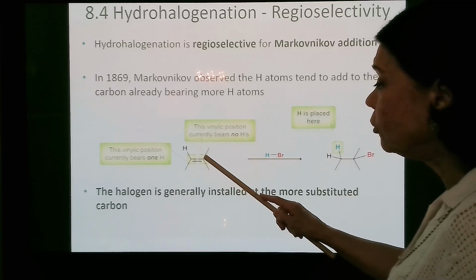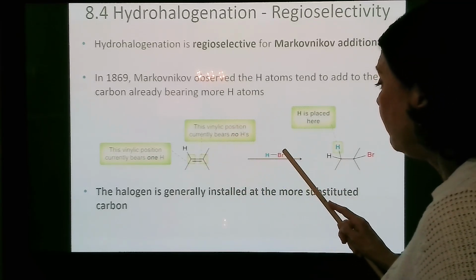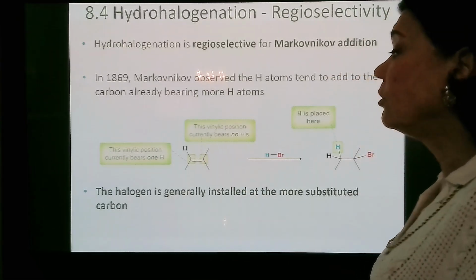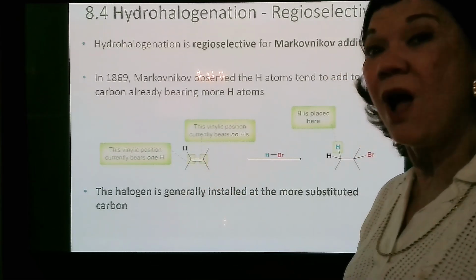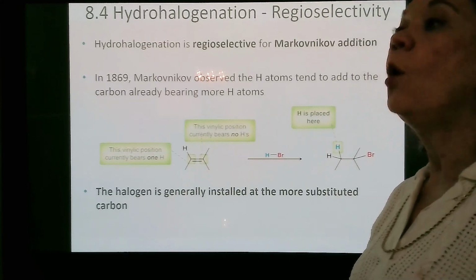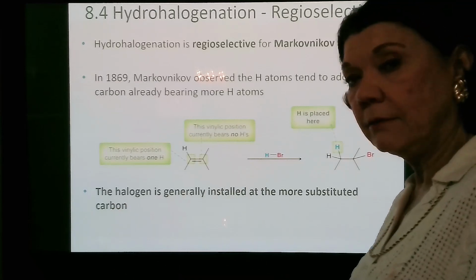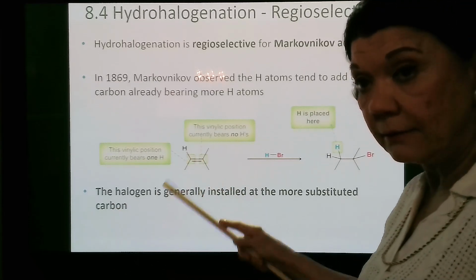And once the positive charge goes there, then you're going to be left with Br minus, and it will attack where the positive charge is. So your decision about where the proton goes automatically determines where the bromide will attack. It will attack at the other carbon. They can't both go to the same carbon. Okay?